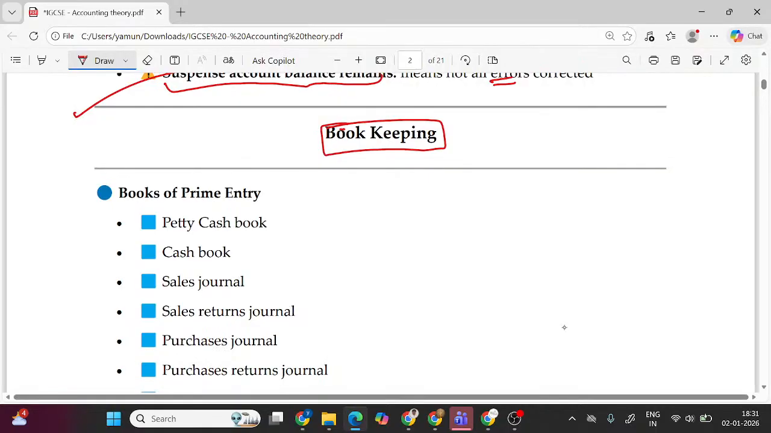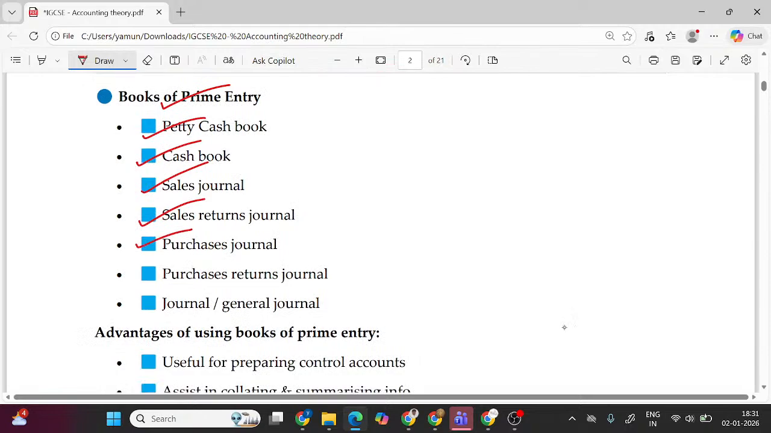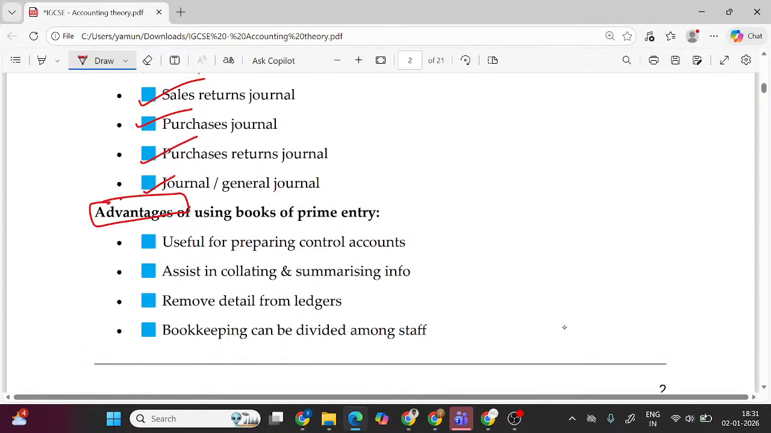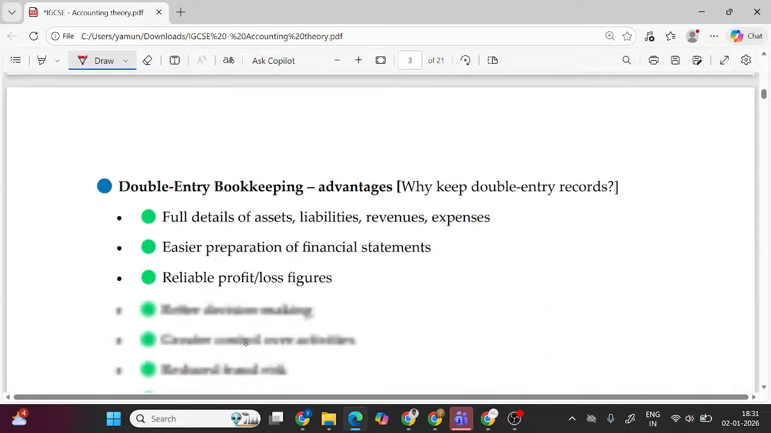Bookkeeping, books of prime entry. What are the different books we maintain? Petty cash book, sales journal, sales return journal, purchases journal, purchases return journal, and general journal. So right. What's the advantages of using books of prime entry? Probably that will be helpful to prepare control accounts. It will assist in collating and summarizing the info. So you'll get a complete info there. It will remove detail from the ledgers and bookkeeping can be divided among the staffs.